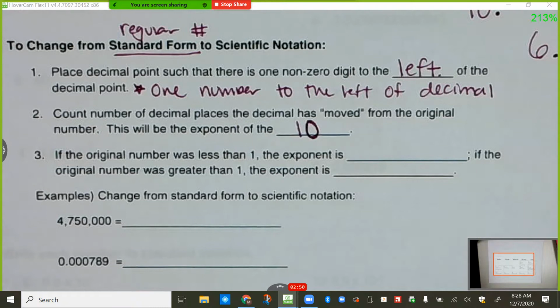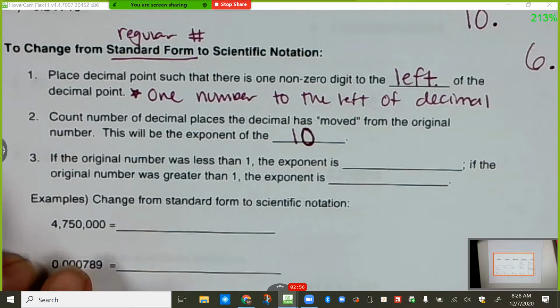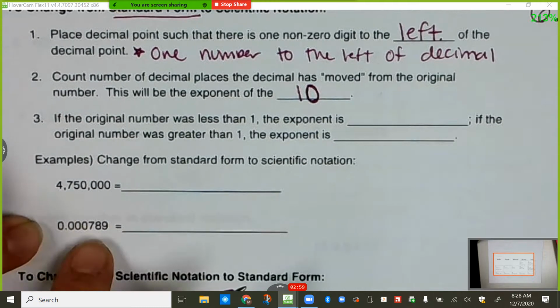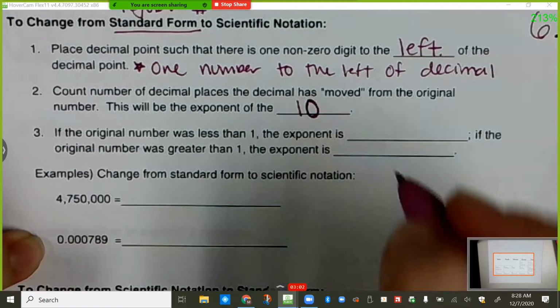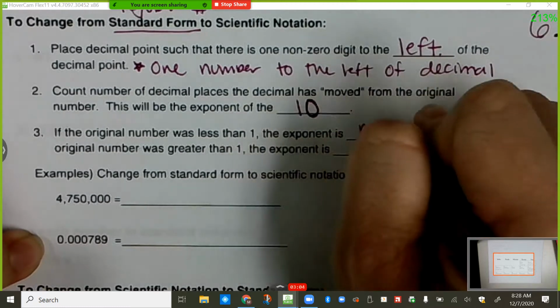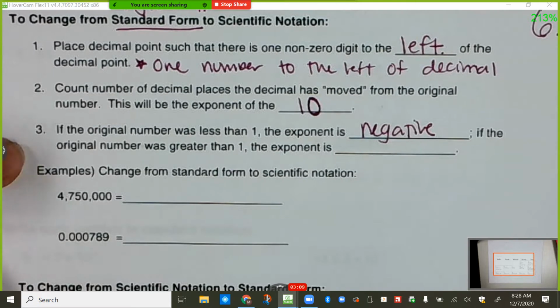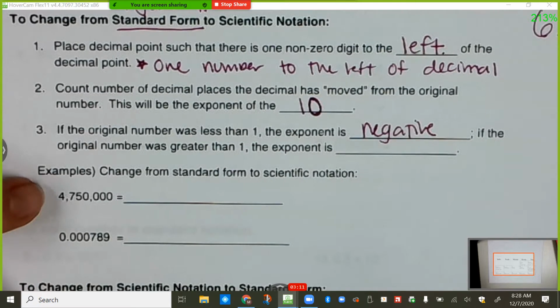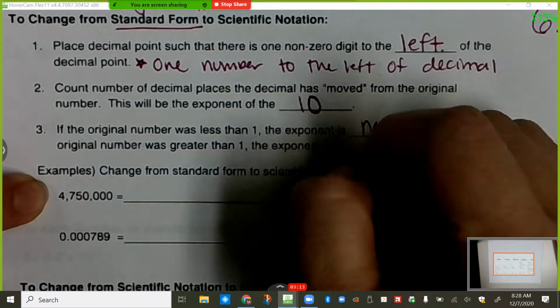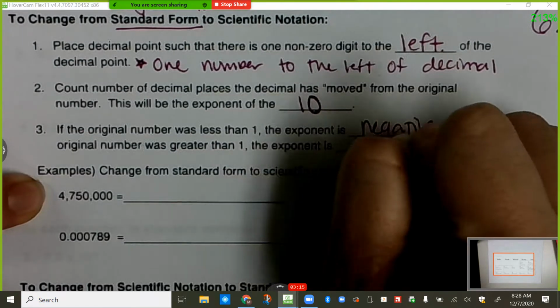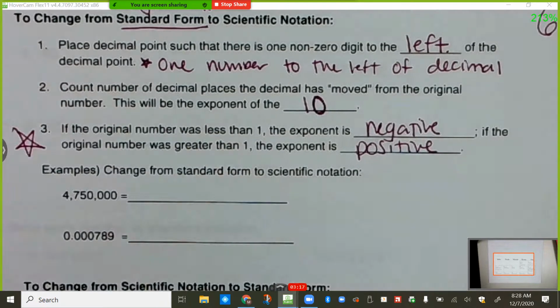Okay, then it says if the original number was less than 1, so like look at this example right here. This number is less than 1, right? 0.00000789. Okay, then it's going to have a negative exponent. If the original number was greater than 1, like this top example, you're going to have a positive exponent. So this is an important rule to remember.